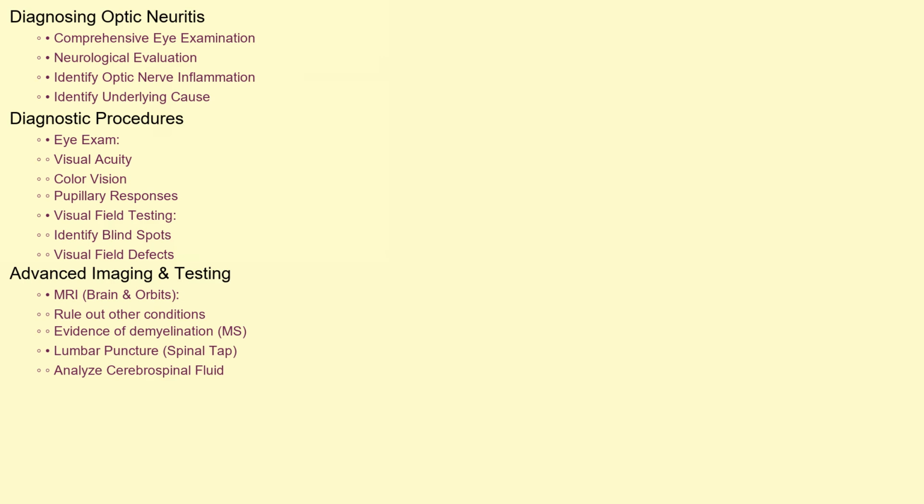But diagnosing optic neuritis involves a comprehensive eye examination and neurological evaluation. A thorough eye exam will assess visual acuity, color vision, and pupillary responses. Visual field testing helps identify any blind spots or visual field defects. An MRI of the brain and orbits is crucial to rule out other conditions and to look for evidence of demyelination, suggestive of multiple sclerosis. In some cases, a lumbar puncture or spinal tap may be performed to analyze cerebrospinal fluid. The diagnostic process aims to confirm optic nerve inflammation and identify any underlying cause.